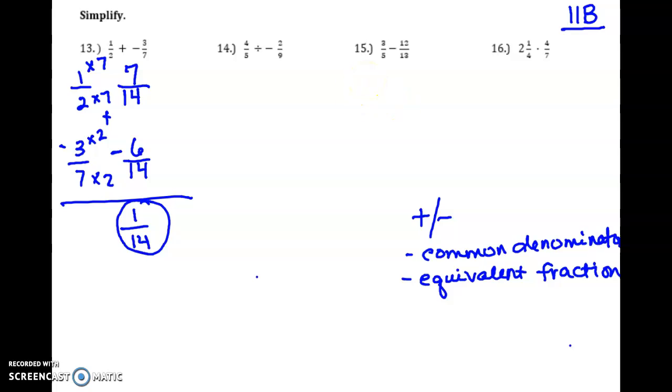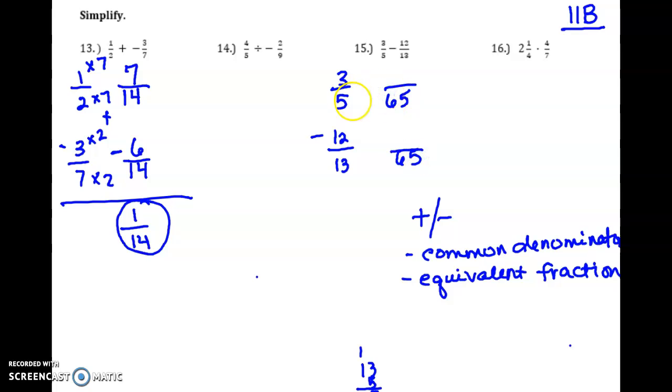So let's jump over to number 15, since that's how we're going to do it with 15. If you look, we've got the fraction 3/5 minus 12/13. So for the common denominator, you could just take 13 and multiply it by 5, and you're going to get 65. So let's set this up as 3/5, minus 12/13, but let's use 65 as a common denominator.